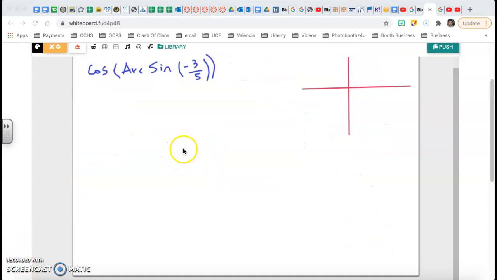Okay, so let's solve another one. We have cosine of arc sine of -3/5. You notice that instead of putting sine of -1, I put arc sine. This is the same as the inverse function, okay? So this is the same as inverse function.